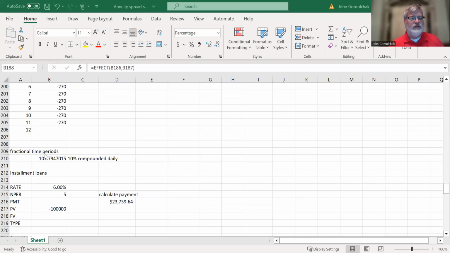And going to my spreadsheet. I did it right here, transactional fractional time periods, compound 10% compounded daily. Functions.